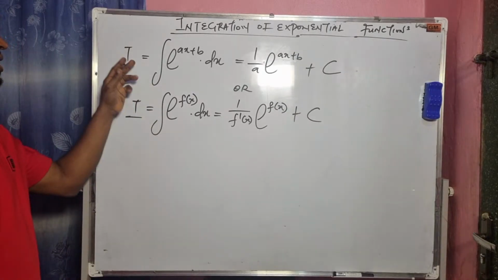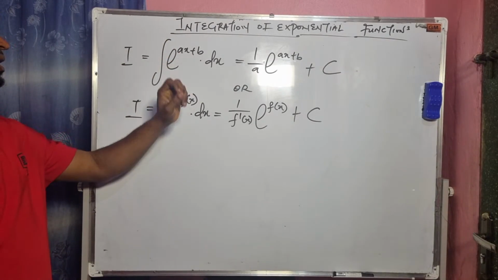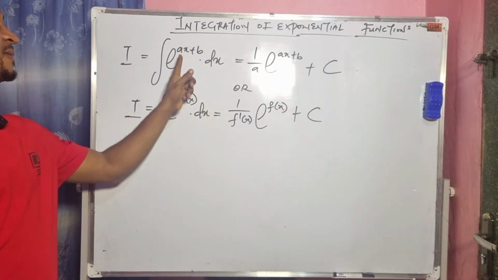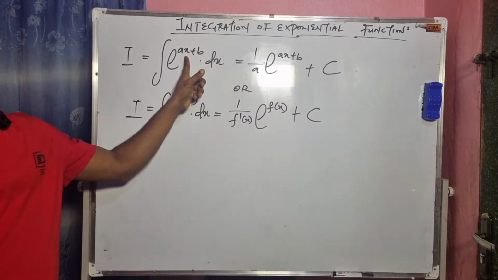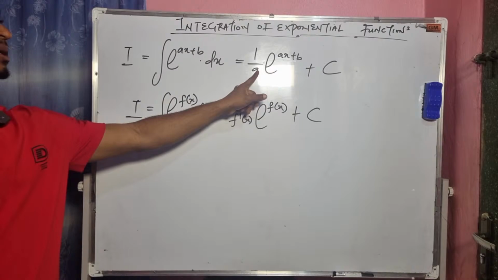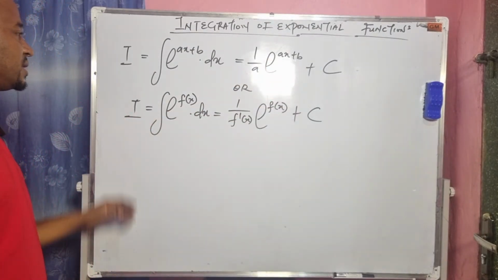This is similar to this. Here we have I equals integral of exponential ax plus b dx, meaning 1 over a. How do you get 1 over a? a is the differential value of this. When you differentiate ax plus b, that will give us a. Then repeat backwards the function. So this is the second rule.